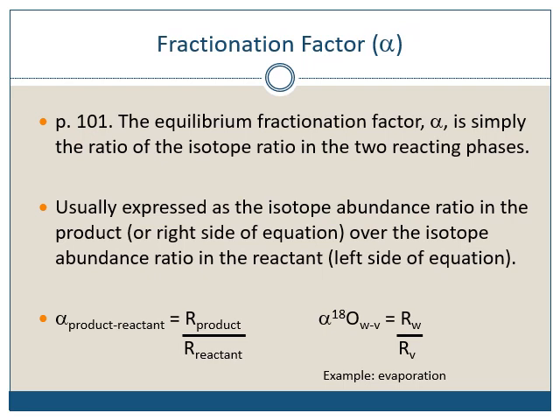And then on the right-hand side, you can see an example for delta 18O for water and vapor. So the product being water in this example, and the reactant being vapor. So this actually is an example from condensation, not evaporation, if we're saying the product is liquid water and the reactant is vapor.